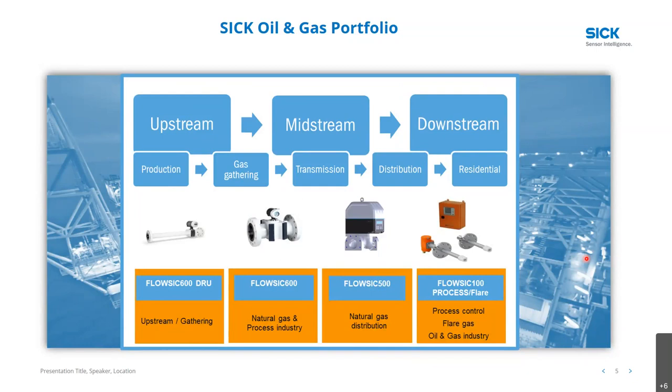So we talked about the solutions all the way from wellhead to burner tip, the upstream, the midstream, the downstream. We break that down into production, gas gathering, transmission, distribution, all the way through residential. Now, currently today, we do not have a residential meter, but we can take you almost all the way up to that point. You'll look at our DRU on the left, differential replacement unit. We'll dig into that a little bit later. Our FlowSIC 600 and then our FlowSIC 500. Those are kind of our three workhorses in the natural gas distribution space for pipelines, for commercial, industrial, and for storage. We do have a flare product if you have any facilities where you might be monitoring flare. So this is our product breakdown.